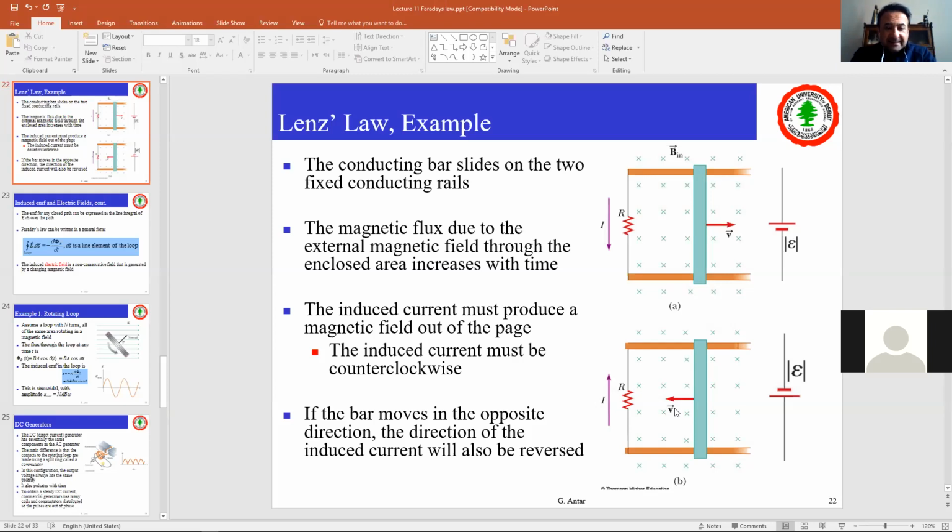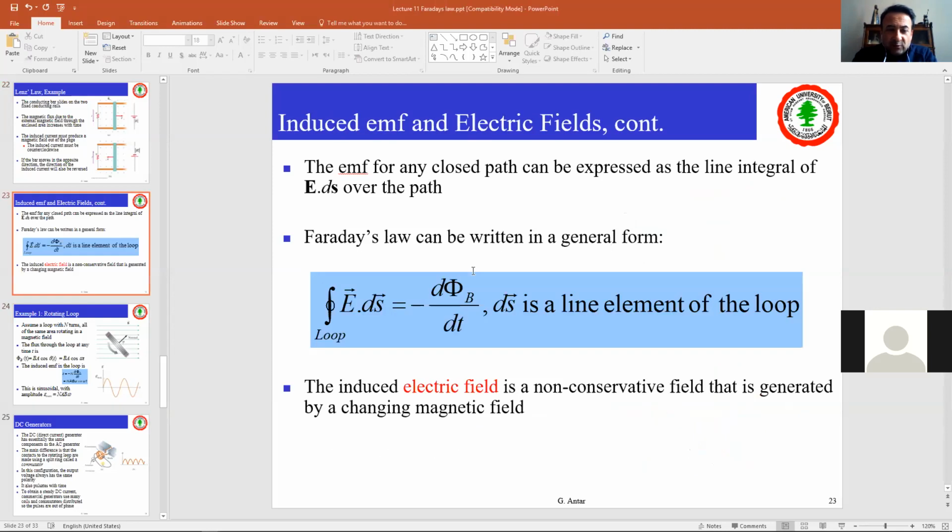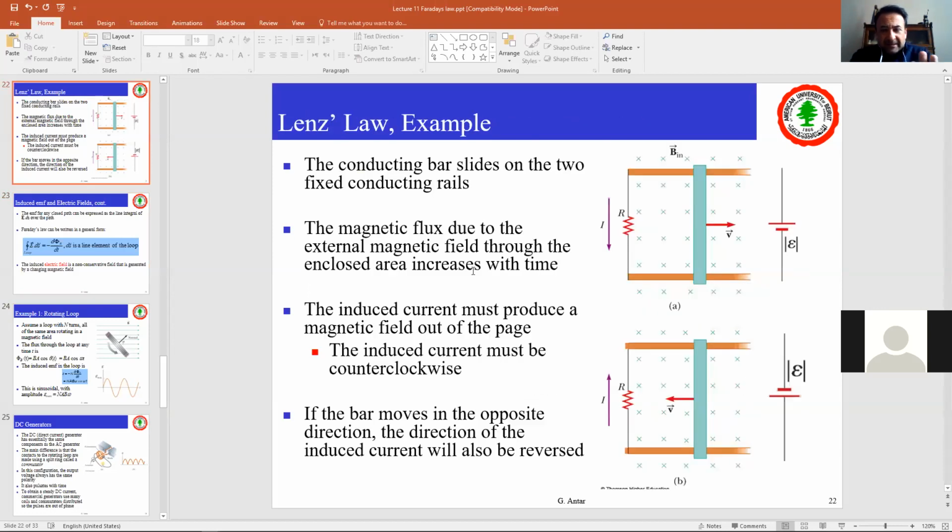So this electric field, this loop shown here, is perpendicular to the main magnetic field, or the main magnetic flux, which is changing. Is this clear, guys? I'm going to repeat.